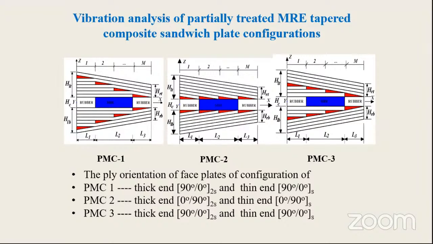Those patches we already saw, there are 6 patches. The same 6 patches have been considered here, for the three different tapered configurations. That's why this is given as PMC, called the partially treated MRE tapered composite sandwich plate structure: PMC1, PMC2, PMC3. For the ply orientation, there is 90 degree and 0 degree, 2s. So obviously we got 8 plies for each configuration. We can see here also we have 8 plies in the top and 8 plies in the bottom.